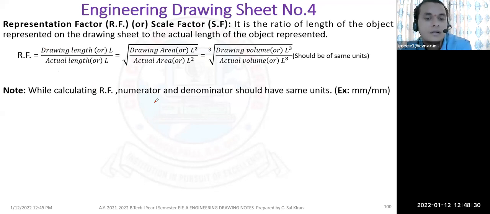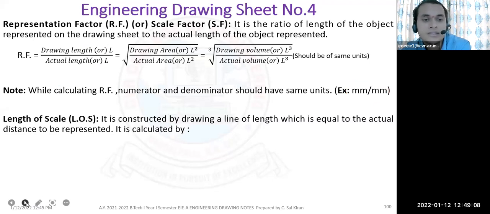While calculating RF, the numerator and denominator should have the same unit. Suppose the numerator is in mm, the denominator should also be in mm because it is a ratio. In the ratio, the numerator and denominator units should cancel. If the numerator is in centimeters, the denominator should also be in centimeters. If the numerator is in inches, the denominator should also be in inches. You have to use the same units; that is the main thing you have to watch. If you take centimeters in the numerator and mm in the denominator, it is the wrong value. Compulsorily you have to take the same unit.